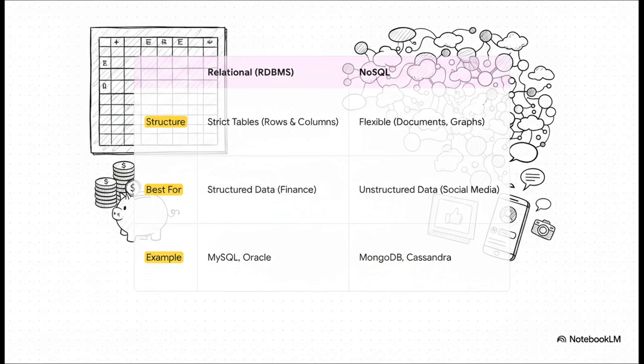Then you've got NoSQL databases. These are the more creative, go-with-the-flow types, built for flexible, sometimes messy data, like all the photos, posts, and comments flying around on a social media site.